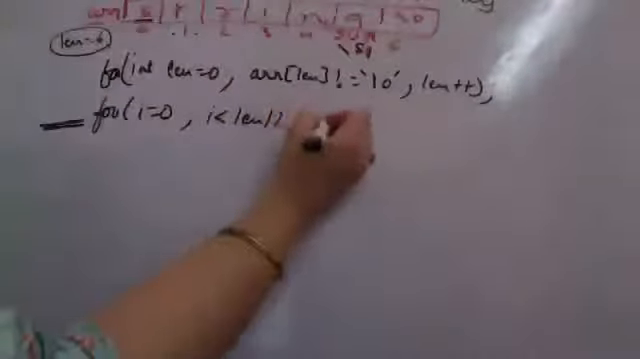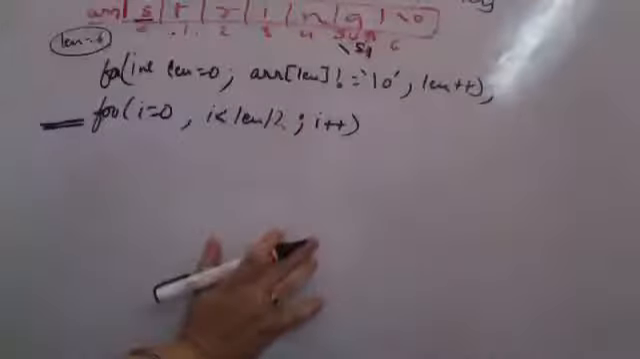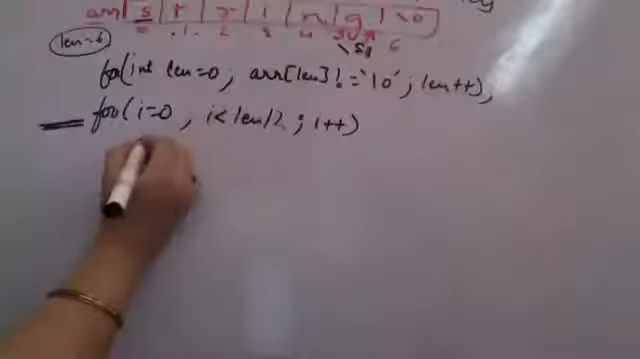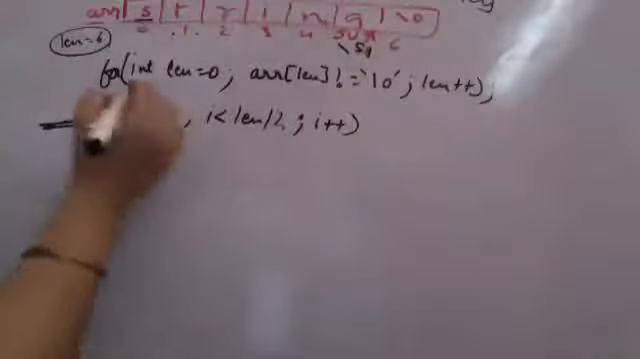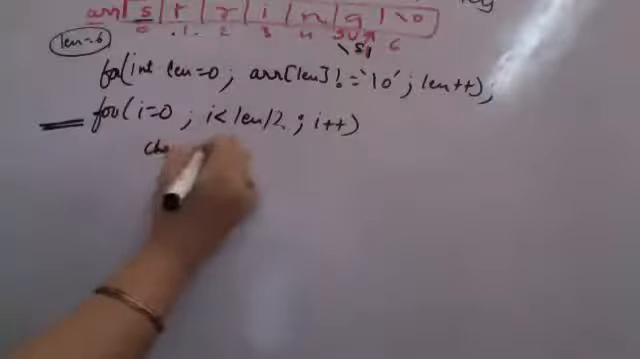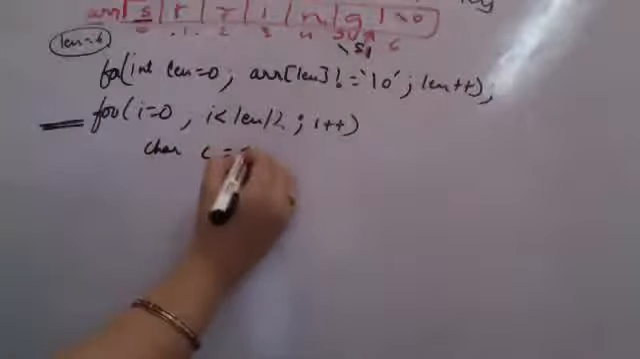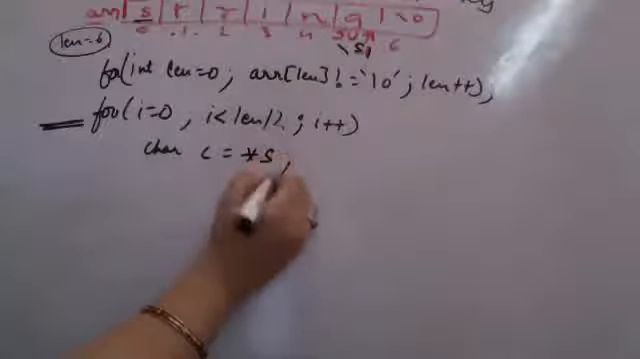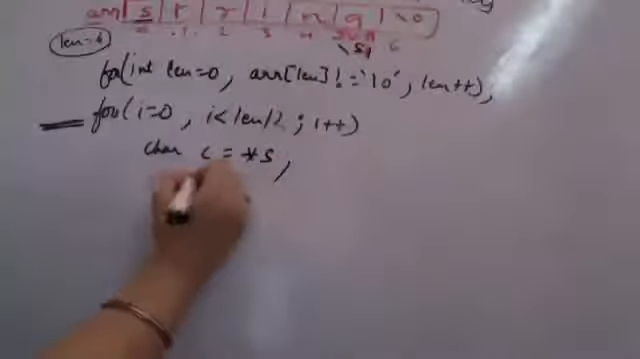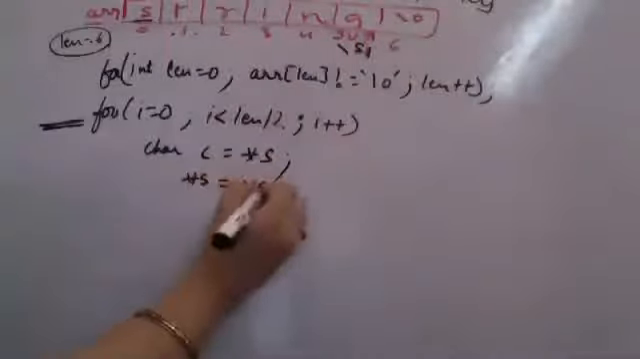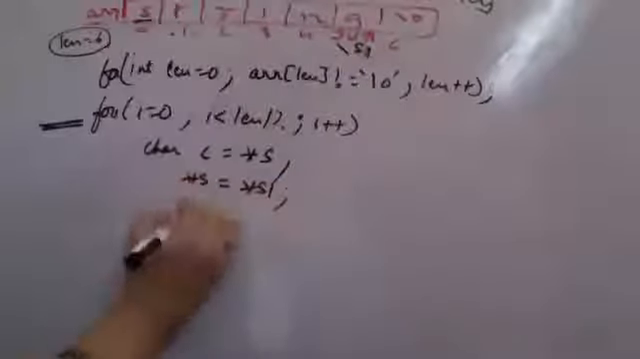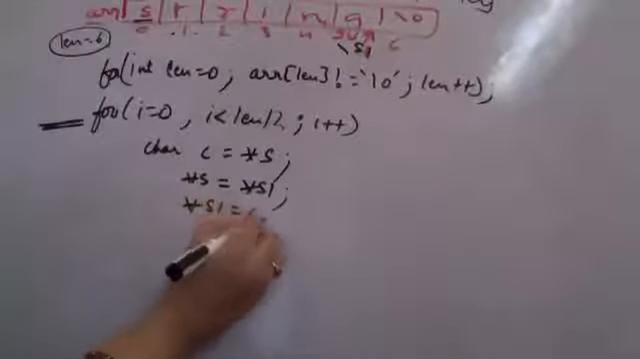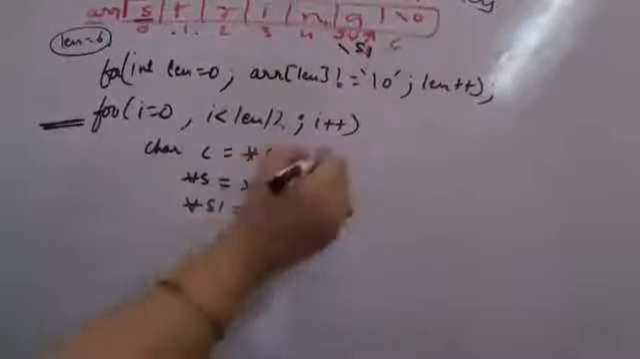And I do an I plus plus. This will give me a reversal. What do I do in the loop? I take a character C, which is equal to the value at S. Then the value at S is replaced by the value at S1. And finally the value at S1 is replaced by the value C. This is swapping.